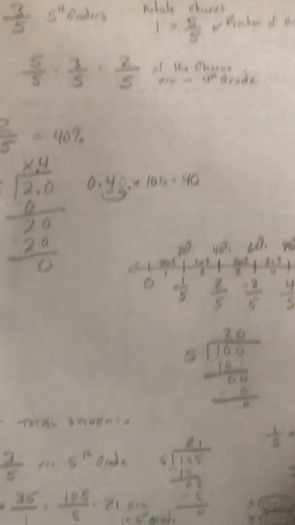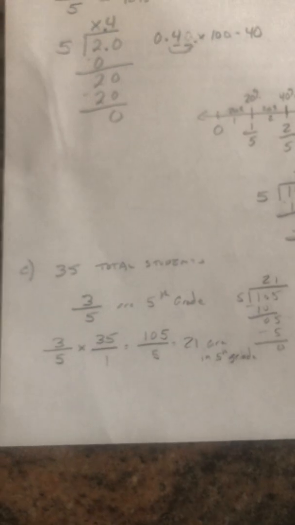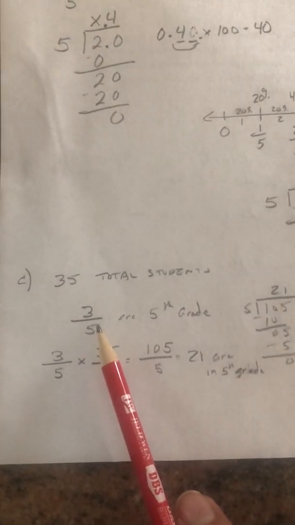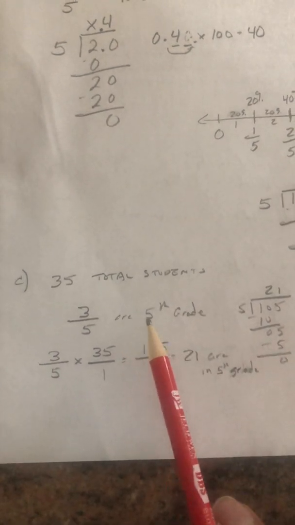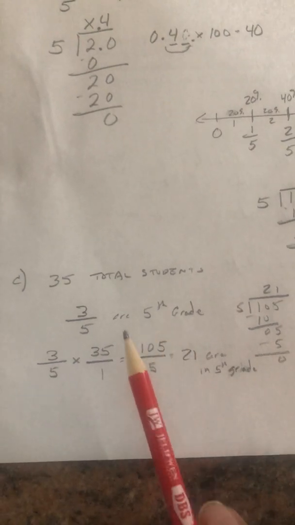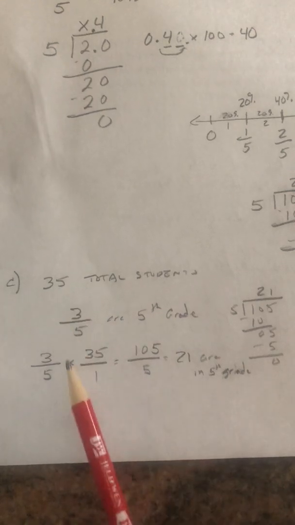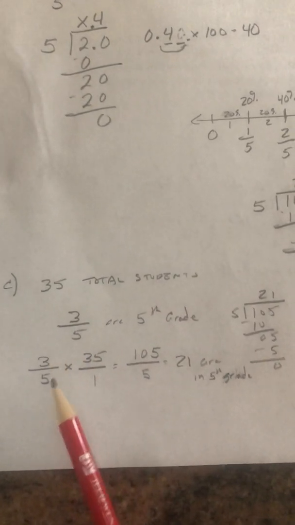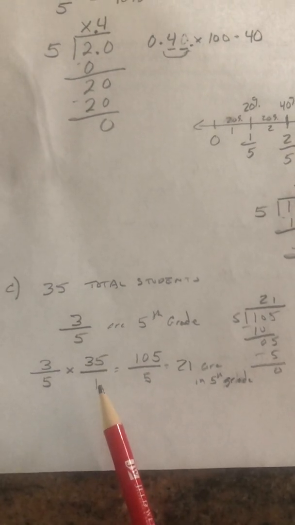And the last part is we know there are 35 total students in the chorus. Now, in the problem, they tell us that 3/5 of those students are going to be 5th graders. Now, we want to figure out how many students in the chorus are in the 5th grade. So really what we're doing is 3/5 of 35. Now, when we say "of" in math, we usually mean multiply. So really we're doing 3/5 times 35, which is the same as 35 over 1.